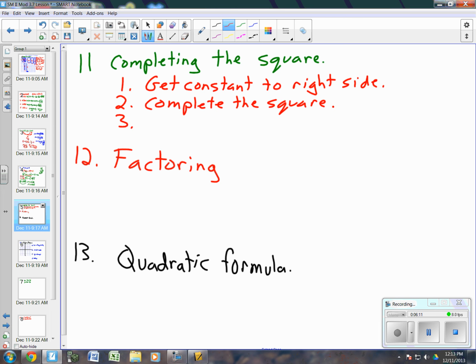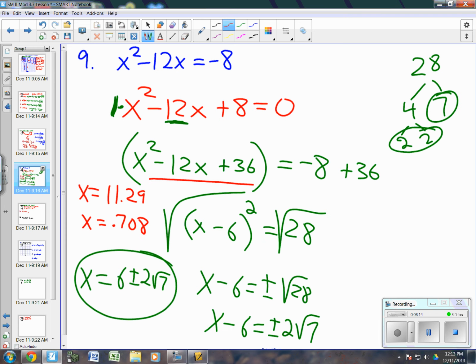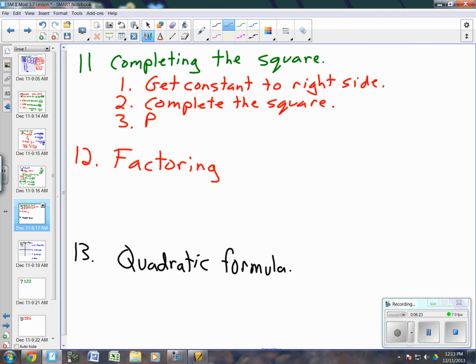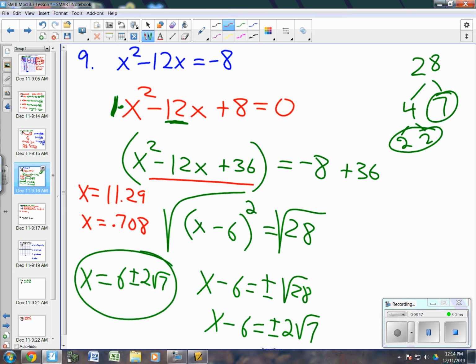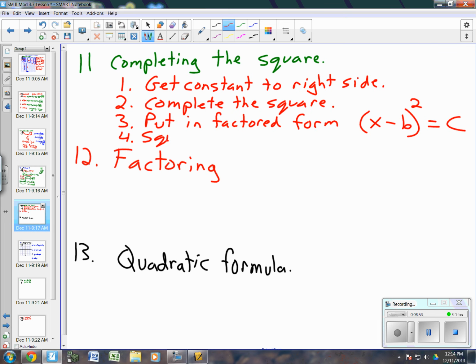Okay, what's the third step? If we go back up to this problem, what was the third step we did? Put it in factored form, x minus 6 squared, right? So in this form, x minus b squared equals c. Okay? What's the next step? Square root both sides.